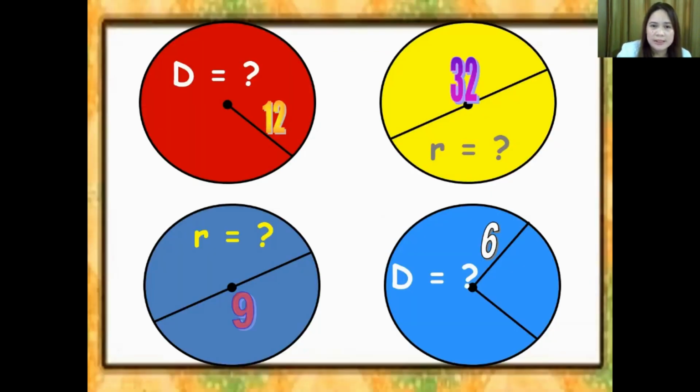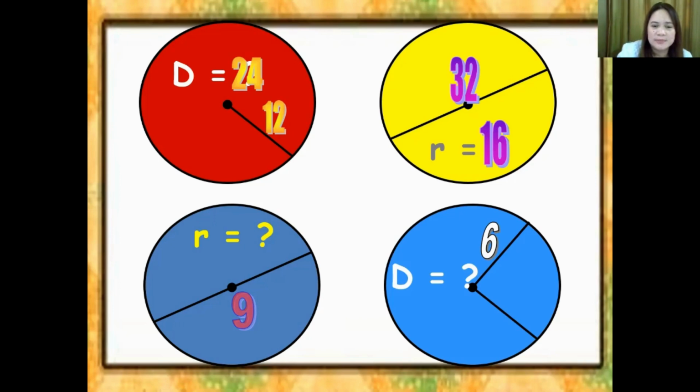So let's have this example. What is the diameter if the radius is 12? Double 12. So the diameter in the red circle is equal to 24. And the second one, we have 32 as the diameter. So how long is the radius? We divide it by 2. 32 divided by 2 is equal to 16.